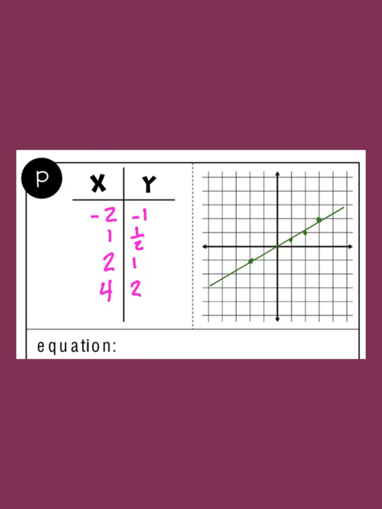So what is that going to be? What am I multiplying it by? Well, negative 2 times 1/2 is negative 1. 1 times 1/2 is 1/2. 2 times 1/2 is 1. So that means my constant of proportionality, my k, is 1/2. So my equation is going to be y equals 1/2 x. So again, the constant of proportionality is 1/2.